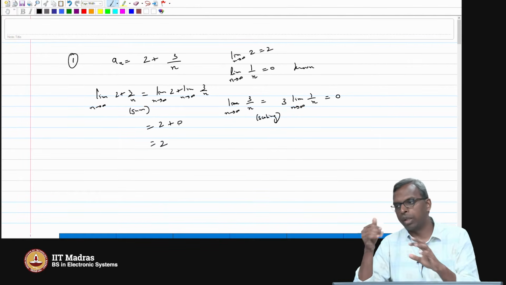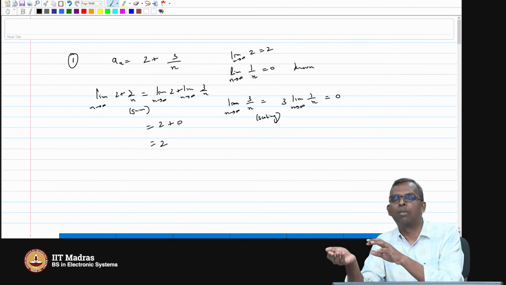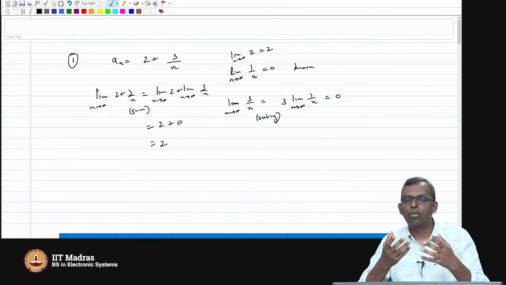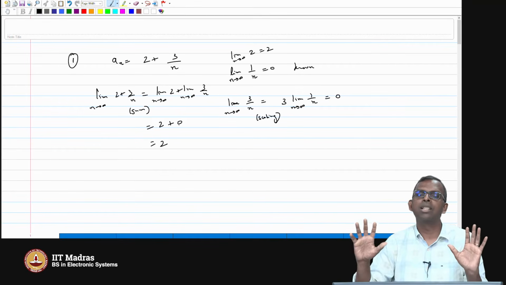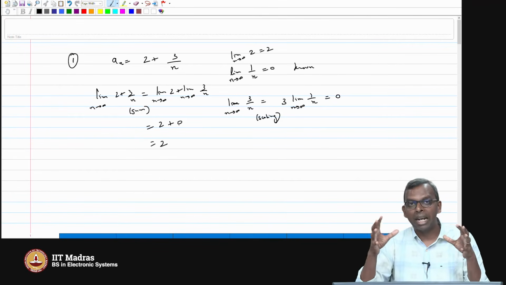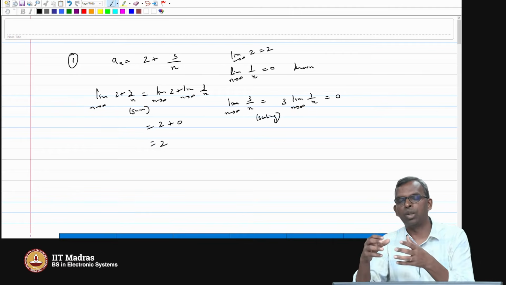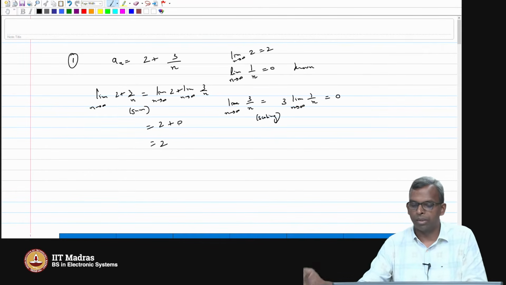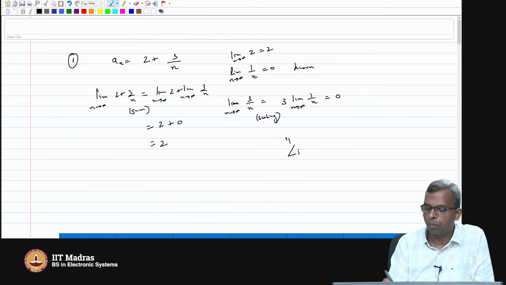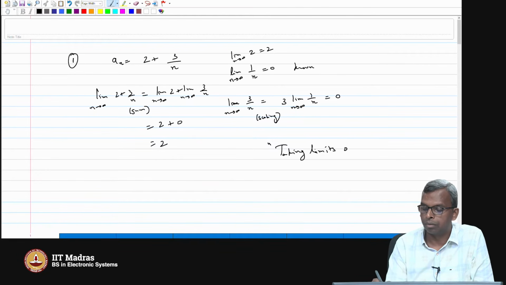And in 3 by n also, you take the 3 out and take the limit in. So this is how you have to think algebraically, operationally, about limit taking for a bigger expression. So you have 2 plus 3 by n, which is a bigger expression. I am taking limits on that, and the limits can go inside. You think of limit as an operation. It's very important. Taking limits of an expression.